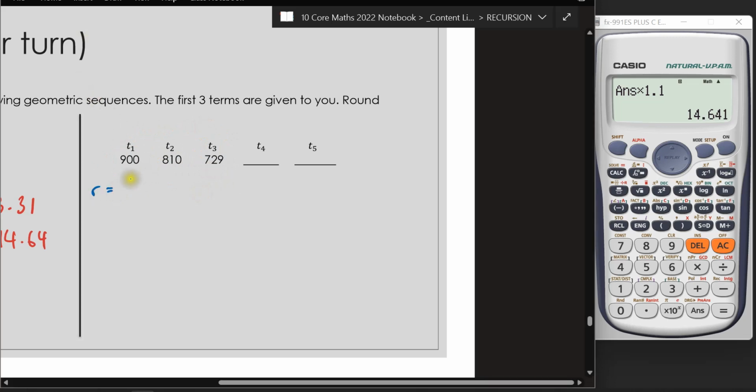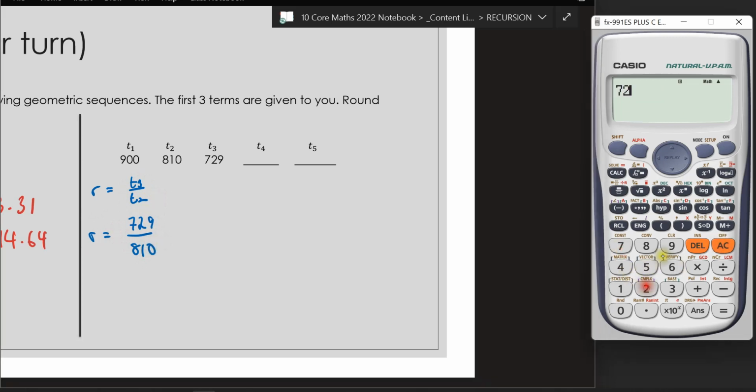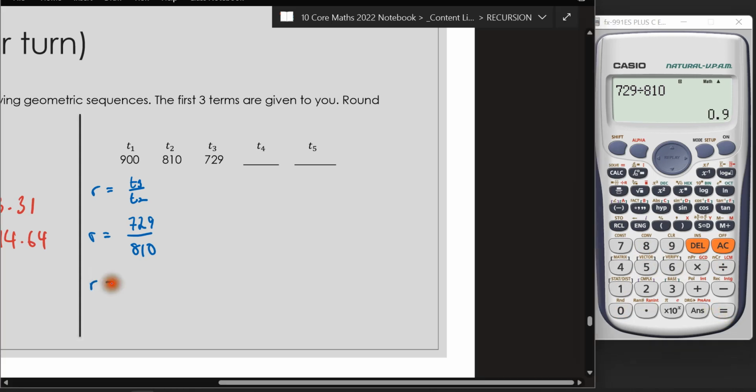So I might go with T3 divided by T2. So that'll be 729 divided by 810, which is 0.9. So that means my common ratio is 0.9. To go from T1 to T2, I'm multiplying by 0.9, and from T2 to T3, multiply by 0.9. So from T3 to T4, it's the same procedure, multiplying by 0.9.